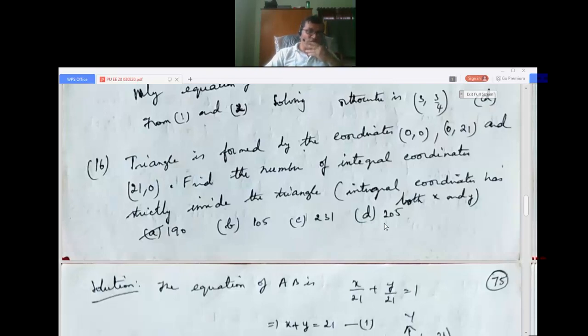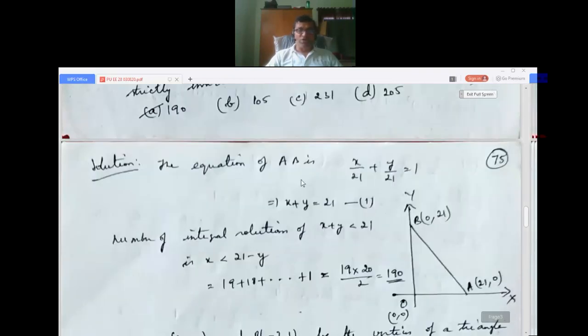So, a triangle is formed by the coordinates (0, 0), (0, 21) and (21, 0). Find the number of integral coordinates strictly inside the triangle, that is, coordinates with both x and y integers. The options are 190, 105, 231, 205.